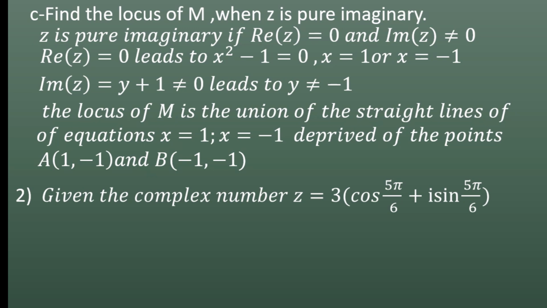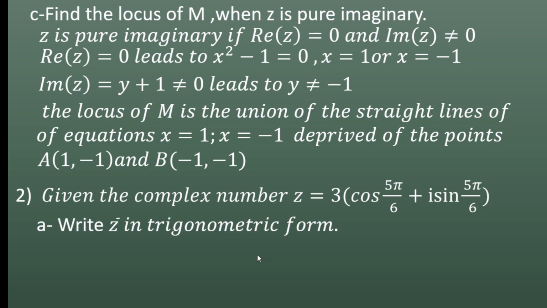Exercise 2. Given the complex number z equals 3 (cosine 5 pi by 6 plus i sine 5 pi by 6). Here we have a positive number, cosine angle plus i sine same angle, so this is the trigonometric form of z. This form is the trigonometric form because we have the same angle and a positive modulus: modulus times cosine angle plus i sine same angle.